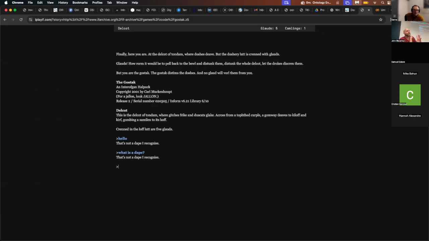The name of the game here is partly to figure out what the meanings, somewhat roughly speaking, of these terms are, so that you can perform certain actions in a standard dungeon crawl text editor custom. You'll notice here at the top that, just as described here, this is the Delcot. You're in the Delcot. There are 5 Glauds that you have and 1 Camlings.